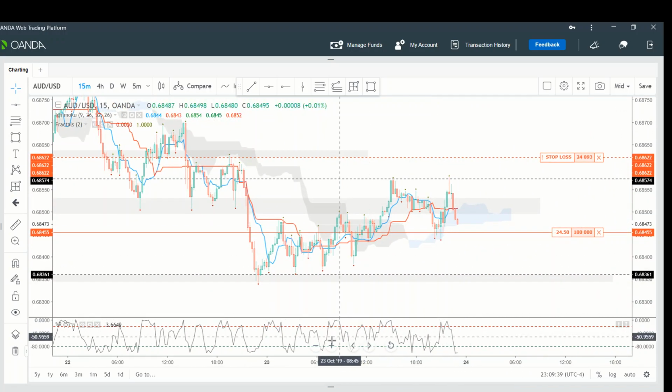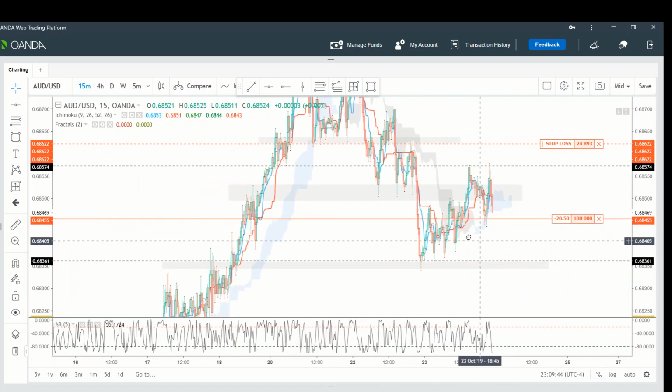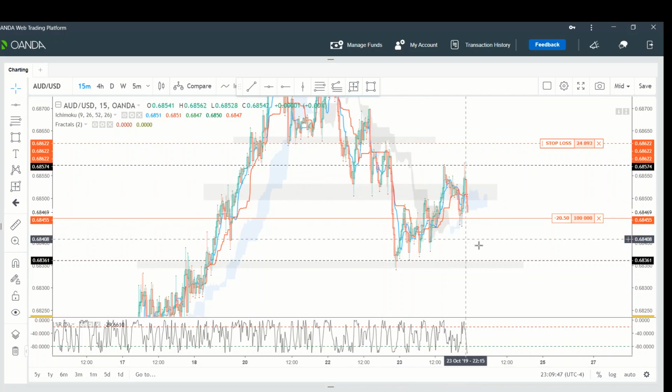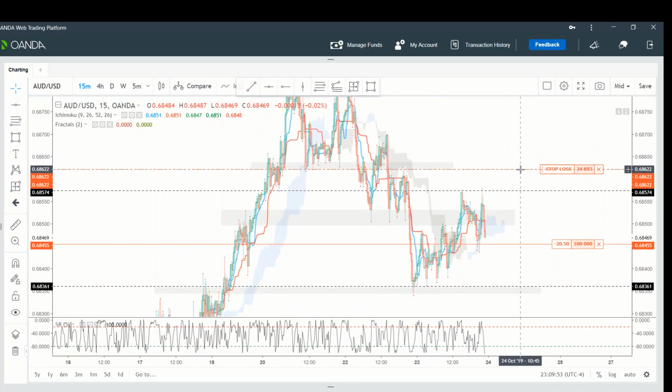You'll see I've marked my support and resistance levels. I marked resistance levels and resistance zones. So this is a resistance zone, a support and resistance zone. This is really a support and resistance level zone, and here's another zone. As you see, I have my stop loss right below this zone right here.